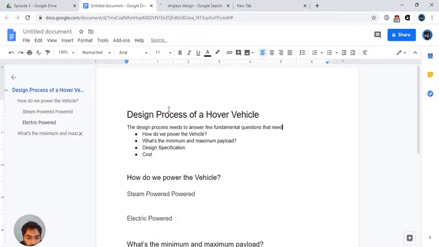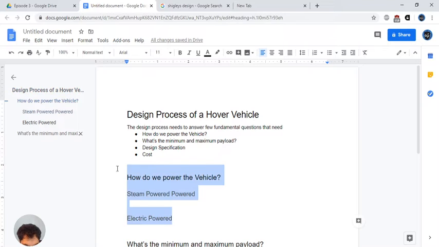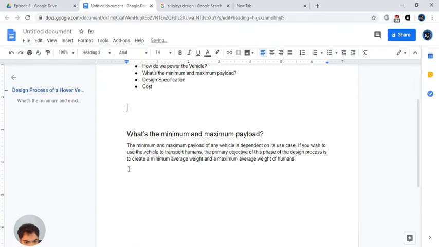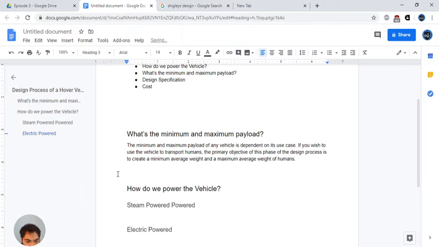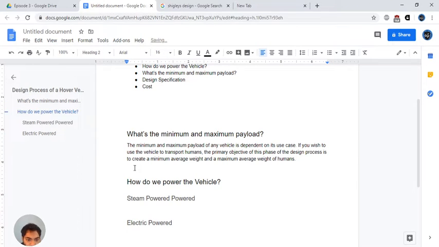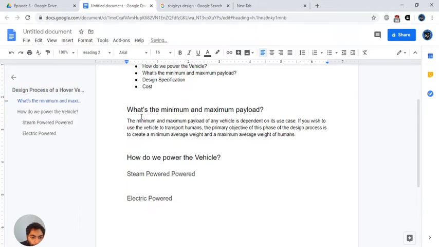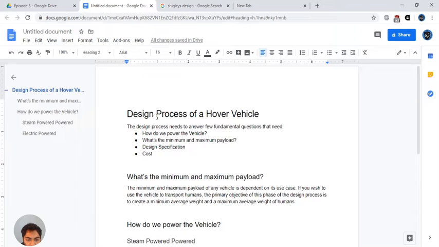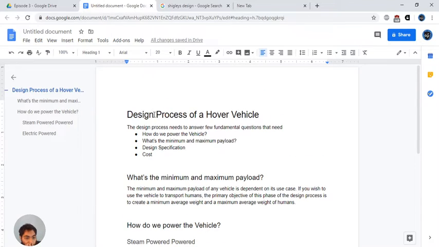I think it would be easy if, yep. So I'm gonna do that. I'm gonna do the design process of a hover vehicle. That's good.